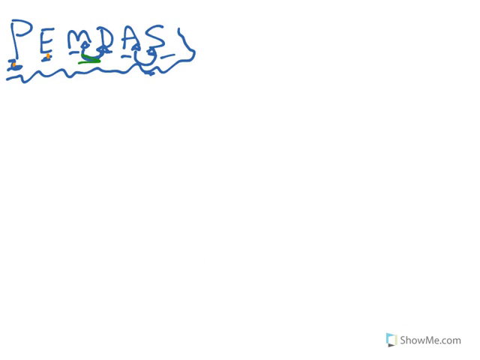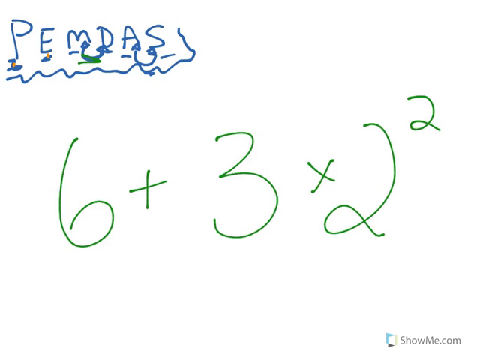So now it's your turn to try one. I'm going to give 2 examples, and I want you to solve them, pause and solve them, and then we'll go over them together. The first problem is 6 plus 3 times 2 squared. So look, do I have any parentheses? I do not. Oops. If you haven't paused it, now pause it and solve the rest of it.